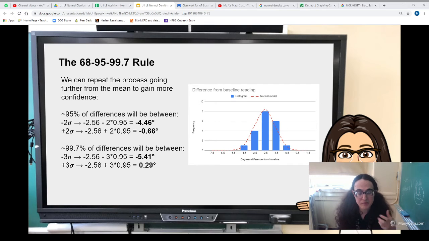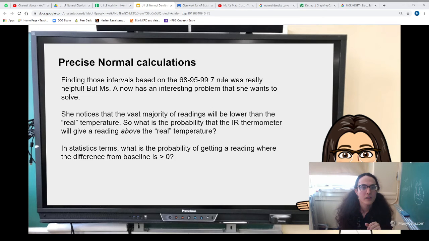So this can be really useful if I want to express, here's where I expect things to be, between here and here. So this starts begging more interesting questions though, right? Finding those intervals is great. Being able to express that confidence is really cool.